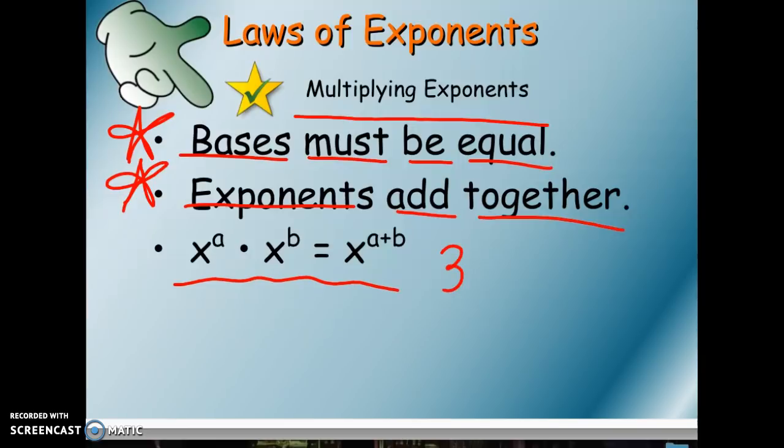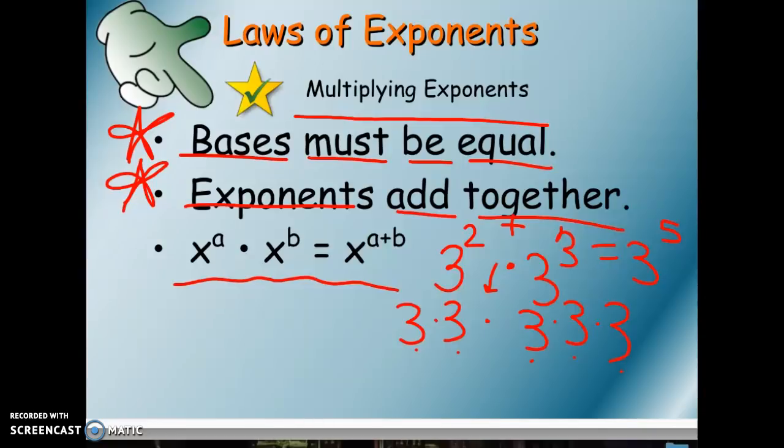Let's say that I have 3 to the second power times 3 to the third power. I'm not going to multiply 2 times 3, and you add them, because if I expand this, this is 3 times 3, this is 3 times 3 times 3. Well, if I put that multiplication sign in the middle, look, I have 1, 2, 3, 4, 5. That's 3 to the fifth power. So we add those exponents when there's a multiplying in the middle.